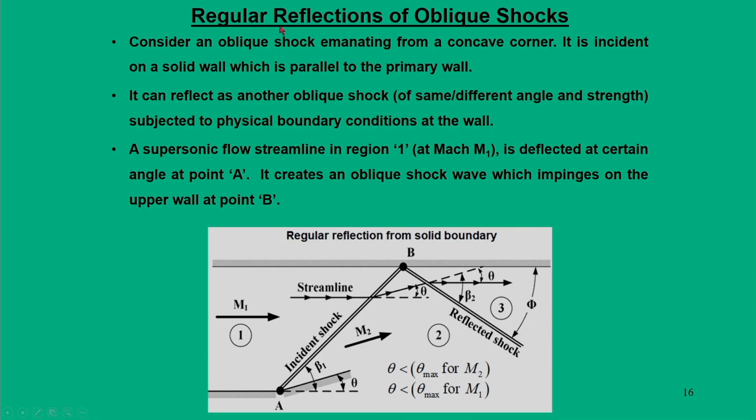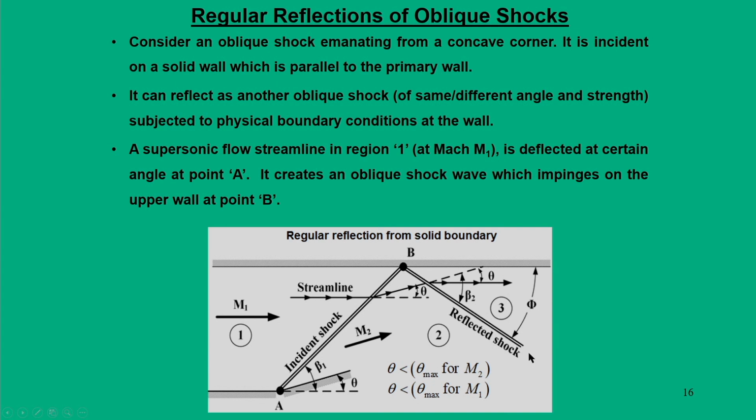One such situation is the regular reflection of oblique shocks. In moving shock situations, at least when the shock wave is moving in a duct or some kind of enclosed chamber, such things are a routine phenomenon. One such phenomenon is that we have a compression corner at a point A, with the corner turned through an angle theta, and the supersonic flow encounters it. Because of this there is an incident shock, and this incident oblique shock is oriented at an angle beta 1. This incident shock impinges on an upper solid wall at point B.